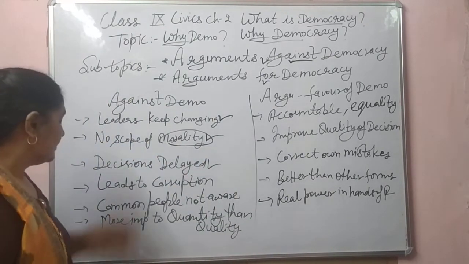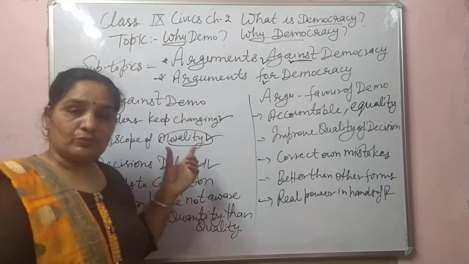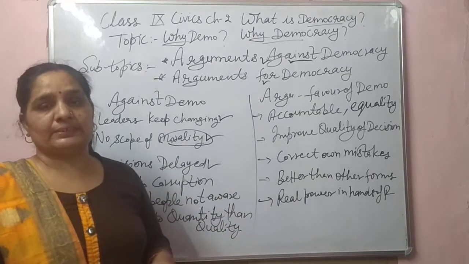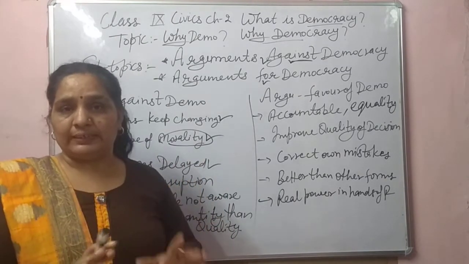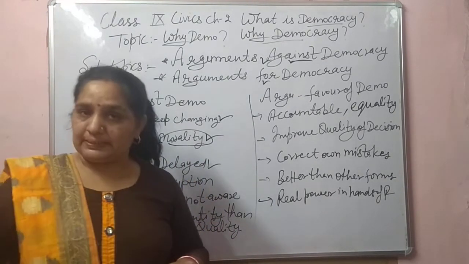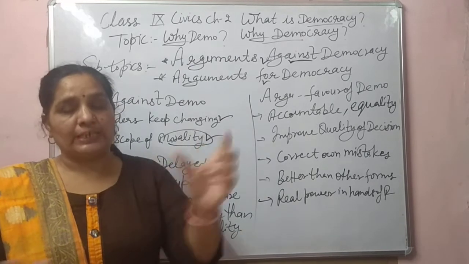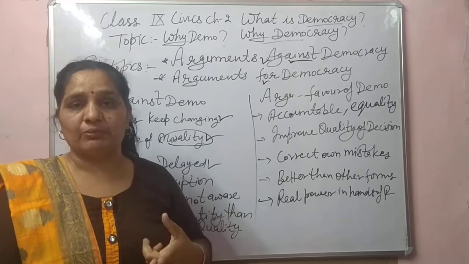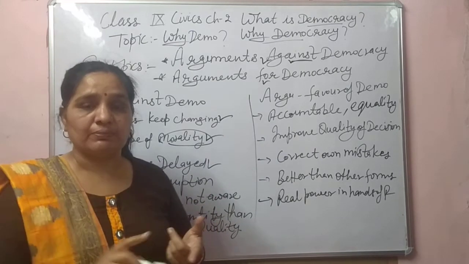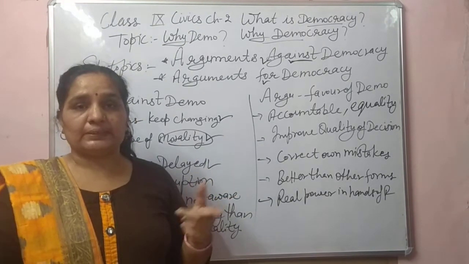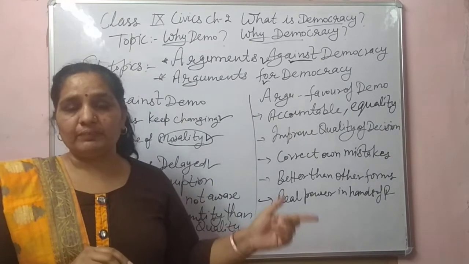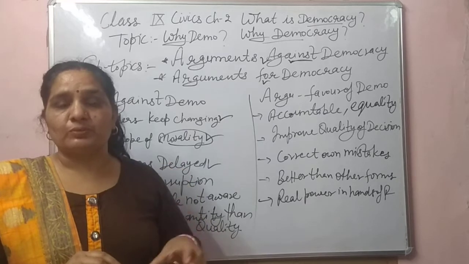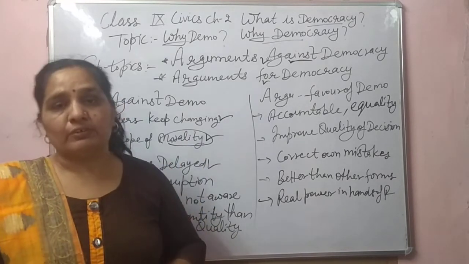Next one is more importance to quantity than quality. This is the worst point of democracy. If there are 100 persons, with 51 illiterate persons on one side and 49 educated persons on the other, who will form the government in a democracy? The illiterate persons, because their number is more than the others. So we can say democracy gives more importance to quantity than quality.